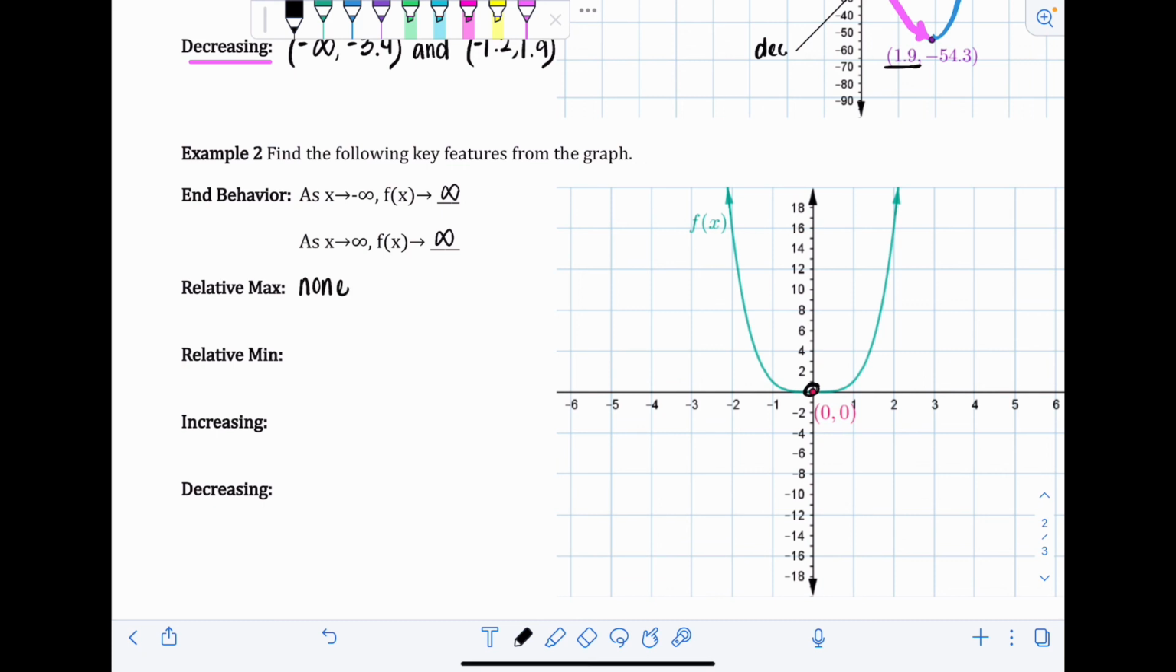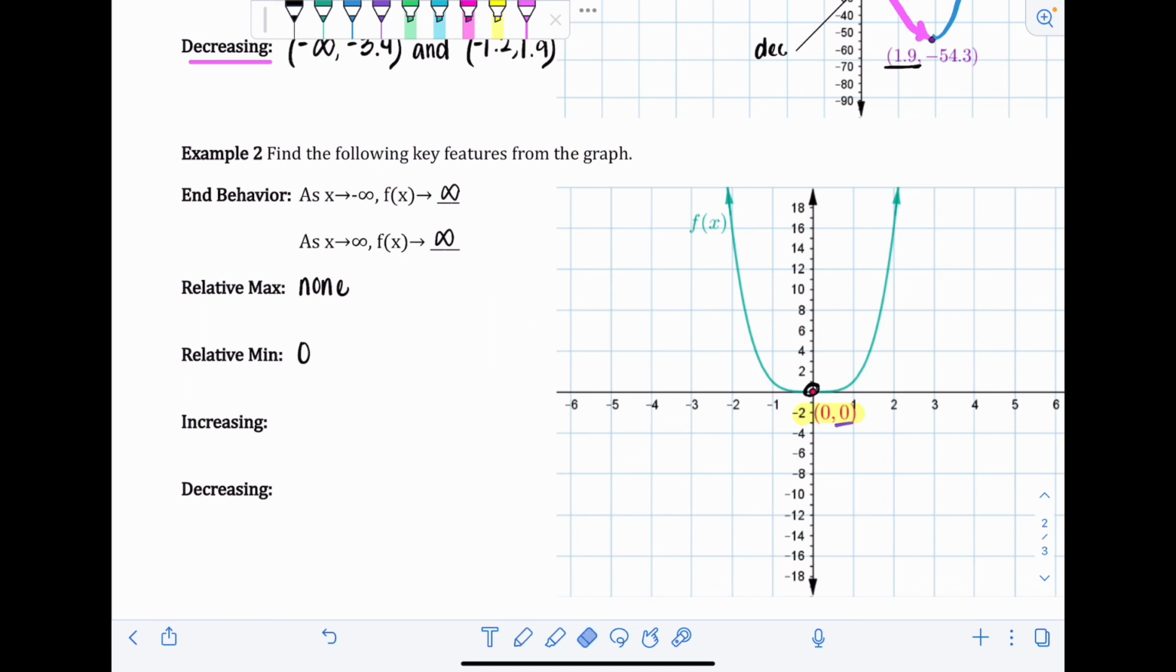And then for the relative min, we can see that 0, 0, that's definitely a low point. And I know they're the same value, but just a reminder, we care about the y value from that low point, which is 0. So we would say we have a relative min at 0. It's also technically a minimum overall, kind of like what you see with a quadratic. So it goes both ways.